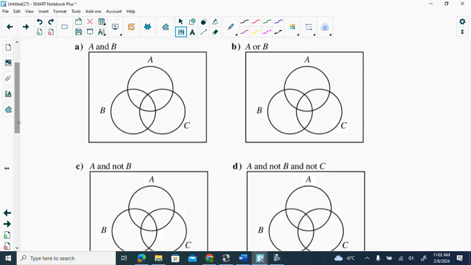Shade with pencil. Good luck. You can do it. I believe in you.